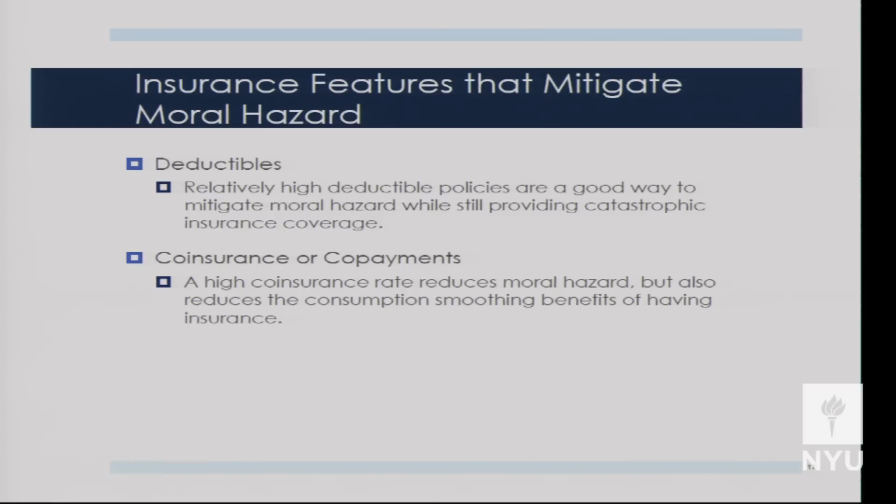We can also have co-insurance or co-payment schemes. So when I want to go to see the doctor, it's not like I pay $0, I at least pay $30, right? Or co-insurance, which might be that, if I want to get a procedure done, I have to pay 15% of the cost. So each dollar that's spent, I'm paying 15 cents of it. That's co-insurance. A high co-insurance rate does reduce moral hazard, of course, because I'm shelling out money for that service, but it also reduces the consumption smoothing benefits, right?